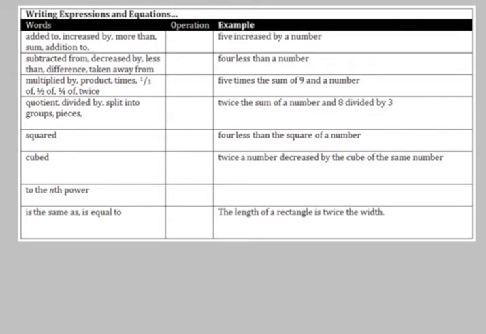Word problems can be tricky. So what I like to do is lay out some key words. And if you see that word in a word problem, you're like, oh, that means addition. Oh, that means subtraction. So first of all, when you see the words added to, increased by, more than, some, addition to, you're going to use a plus sign. Hopefully you can draw it better than I can. Subtracted from, decreased by, less than, difference. That's a huge one. You're going to see difference a lot. So maybe I'm going to underline that. Difference, that's an important one. Taken away from. All of that means subtraction.